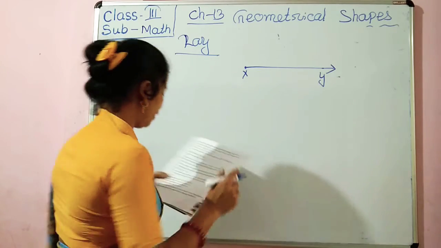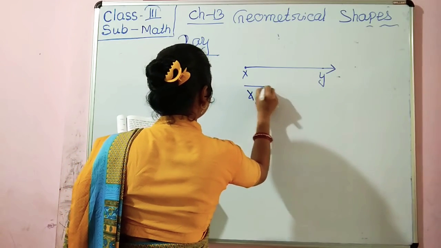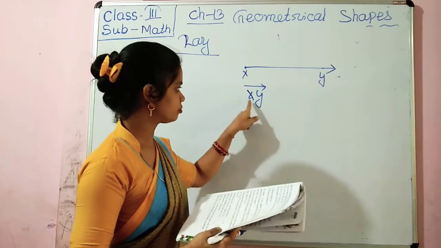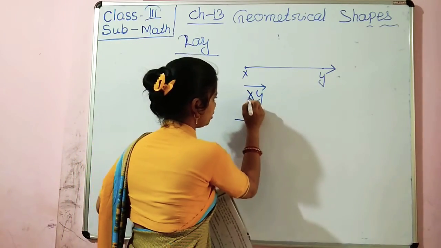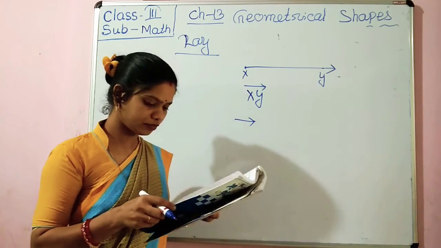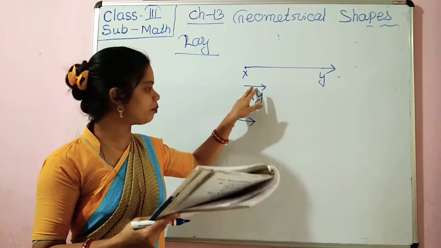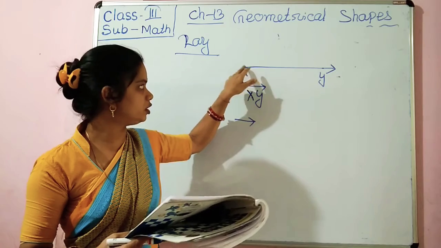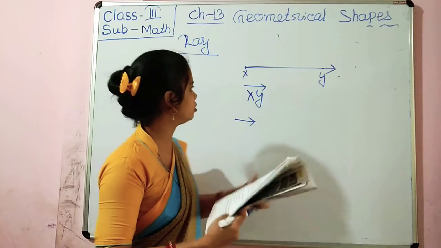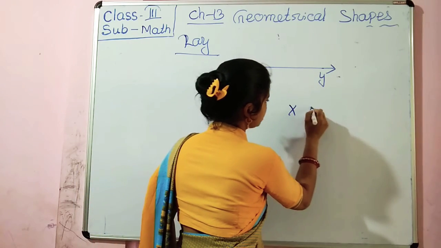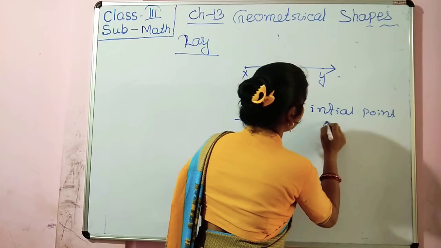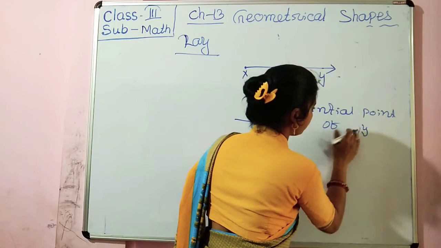Look, a ray XY we write with an arrow mark. XY is the ray. Point X is called the initial point. X is called the starting point, the initial point of ray XY.